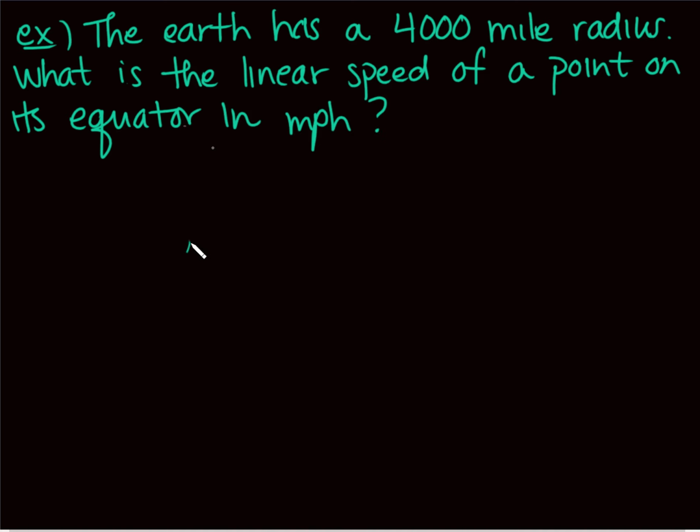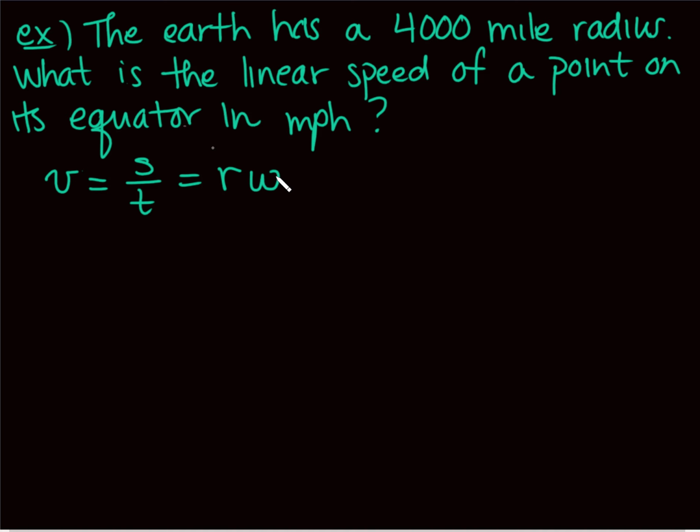And it almost seems like I haven't given you enough information, but I promise I have, as long as we think a little bit about it. So the Earth has a 4,000 mile radius. What is the linear speed of a point on its equator in miles per hour? So linear speed, again, a couple ways that I could think of linear speed. I could think of the distance it's traveled over time, which I don't think is going to help me right now. I think what's going to help me the most is if I can figure out my angular speed of a point on the equator.